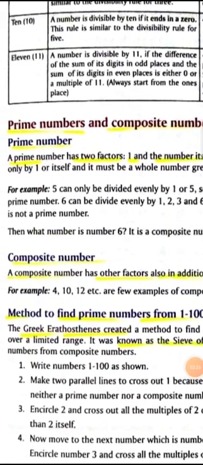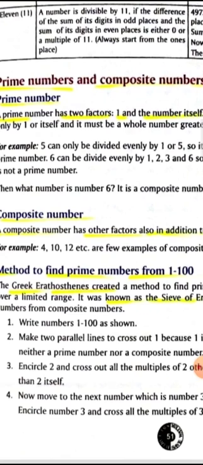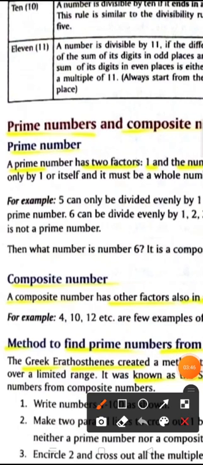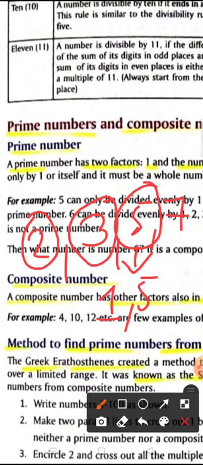Next, prime numbers and composite numbers. Prime numbers: a number that has two factors, 1 and the number itself, is a prime number. Suppose 2, 3, 5, 7. Have you seen any other table in which 2 comes? Any other table in which 3 comes? Any other table in which 5 comes? No, only in the table of 5 and in the table of 1 these are coming. All these which I have written here are the prime numbers.